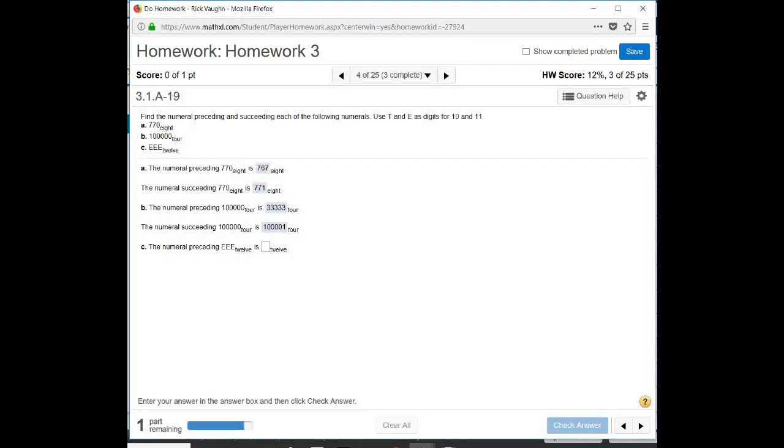And for the last one, E is standing for the 11 in this base 12 system. And the number that's before 11 is 10. So the number that's before EEE is EET.